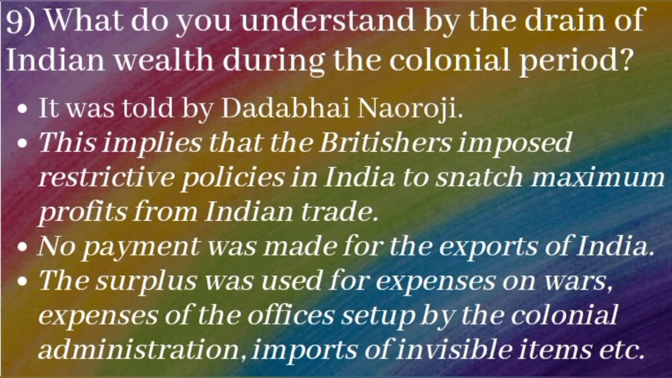Then the surplus that they earned from India was used for meeting the expenses on wars, then expenses in the offices set up by the colonial administration, and the imports of invisible items. So the imports of invisible items means imports of several services like insurance, tourism, etc.